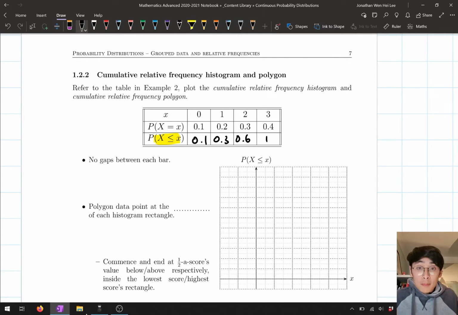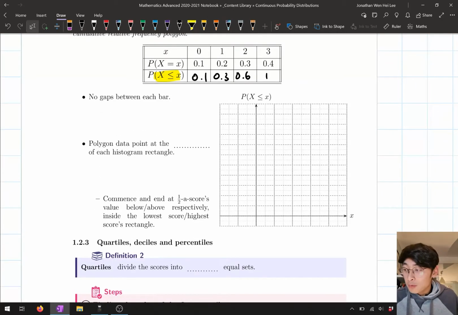Okay, just like we did before, no gaps between each bar. The polygon points at the right of each histogram rectangle. So if you remember, we went from the bottom left to the top right of each of our rectangles, and that's what we're going to be doing for all of these as well. Okay, and we're going to commence at half a score value below and above the respective lowest score and the high score. Okay, cool. So like we did before, we've got 0, 1, 2, 3, 4.